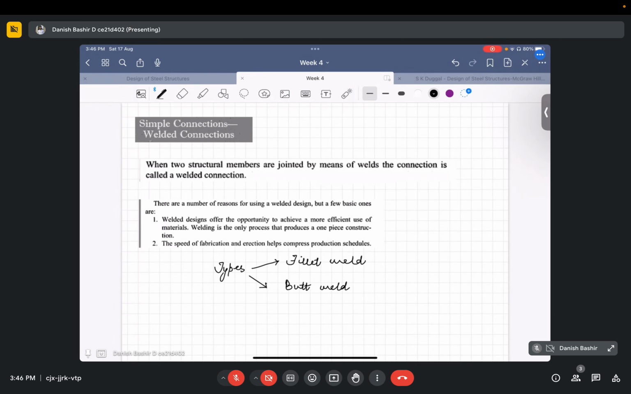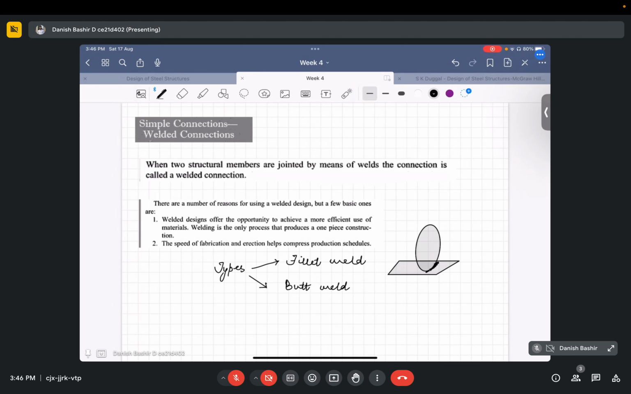So, for example, if we have one plate like this and we want to attach one more plate on this, like this, for example, we want to attach this circular plate, then we will fill this interface here with weld. We call this fillet weld. It is filling some space here between the two interfaces.